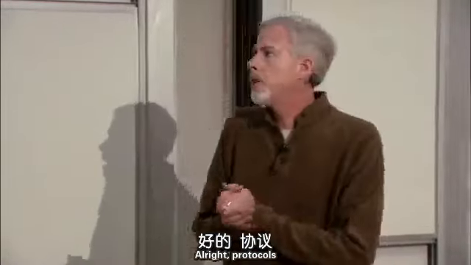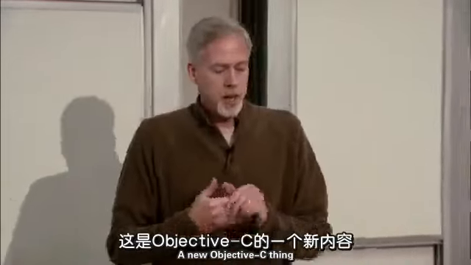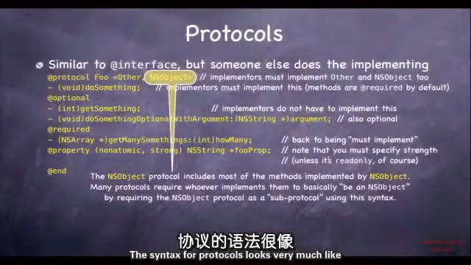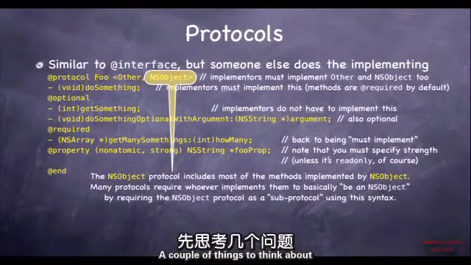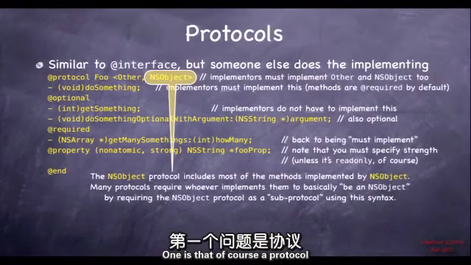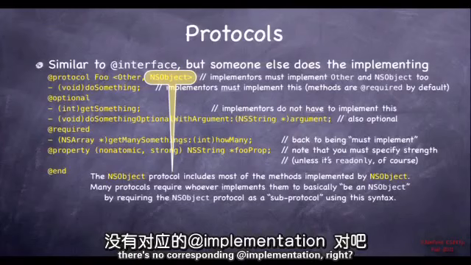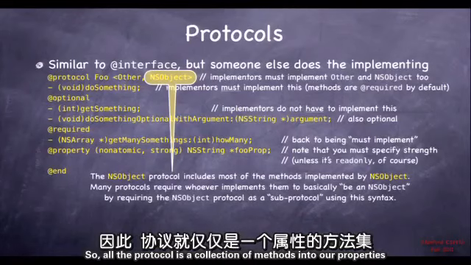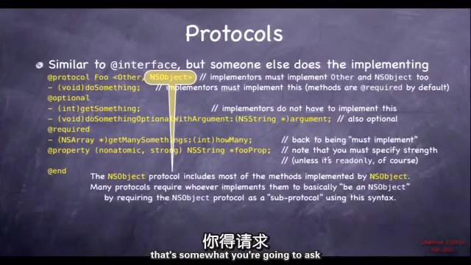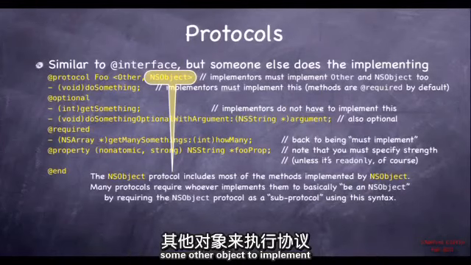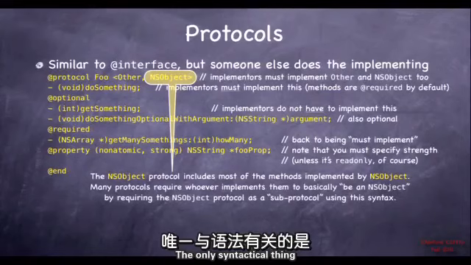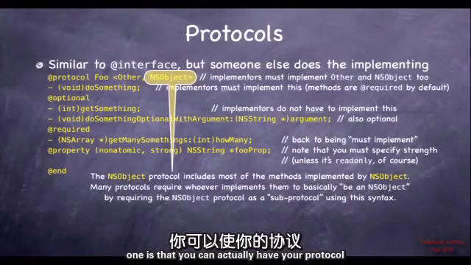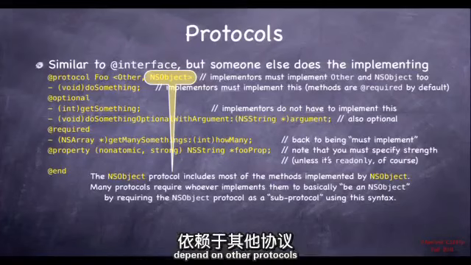All right, protocols. A new Objective-C thing. The syntax of protocols looks very much like the syntax for @interface. A couple of things to think about. One is that, of course, for a protocol there's no corresponding @implementation. The implementation of a protocol happens in other objects. So all a protocol is, is a collection of methods and/or properties that you're going to ask some other object to implement. Very simple.